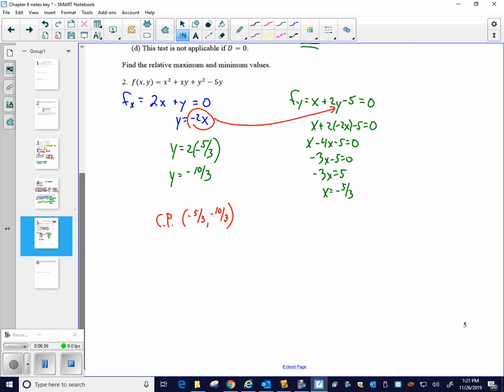Remember that fxy and fyx are going to be the same. So let's find fxx first. That is the derivative of this guy right here with respect to x only. Well, that's just going to be 2. I need fyy, which is the derivative of fy with respect to y. That is also just 2. And then I need fyx and fxy.